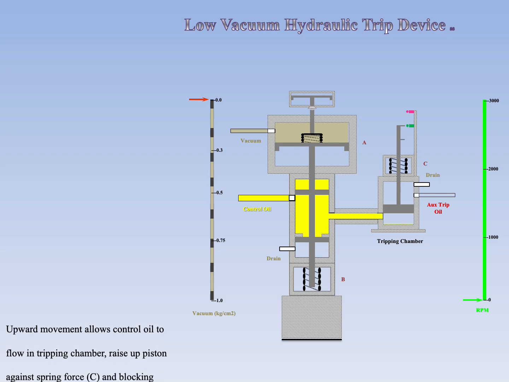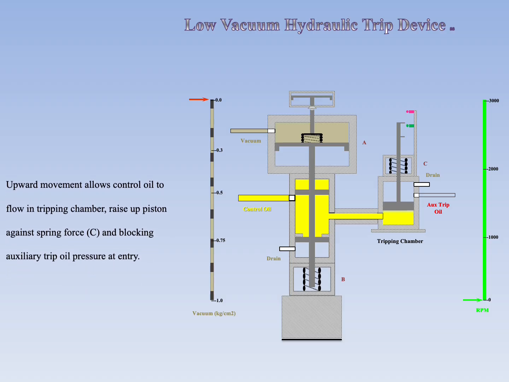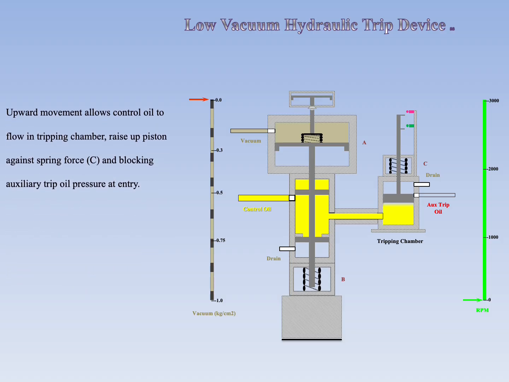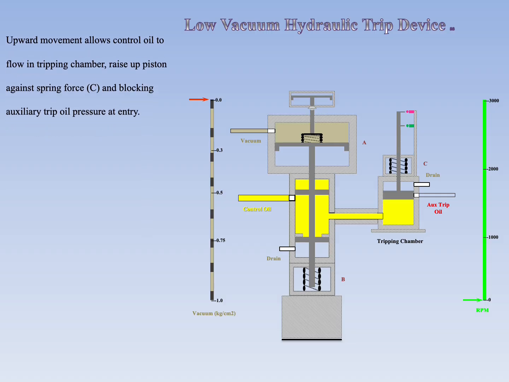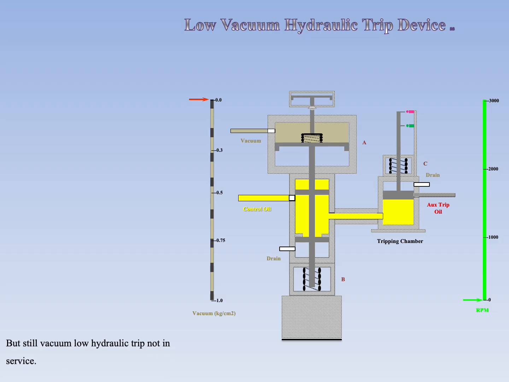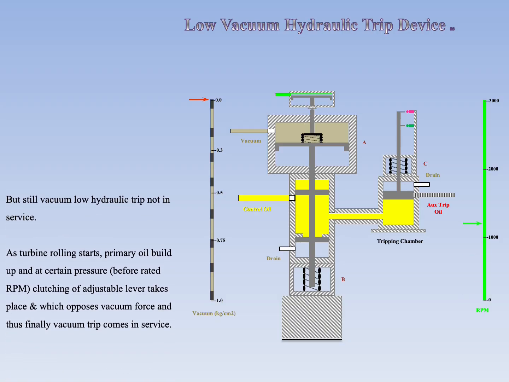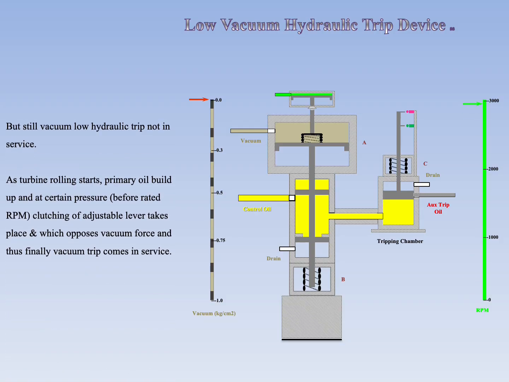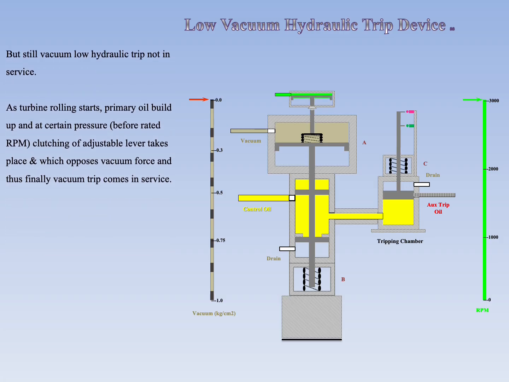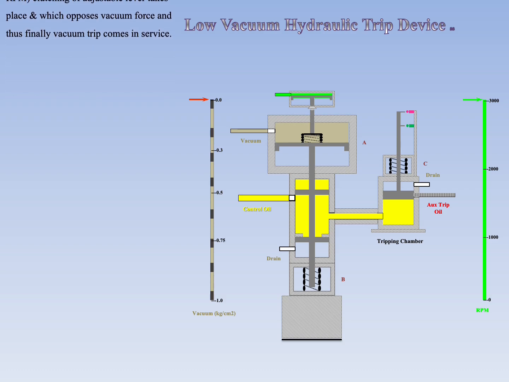Upward movement allows control oil to flow into the tripping chamber, raising the piston against spring force C and blocking auxiliary trip oil pressure at entry. But still, with vacuum low, the hydraulic trip is not in service. As turbine rolling starts, primary oil builds up, and at a certain pressure, before rated RPM, clutching of the adjustable lever takes place, which opposes vacuum force, and thus finally the vacuum trip comes into service.